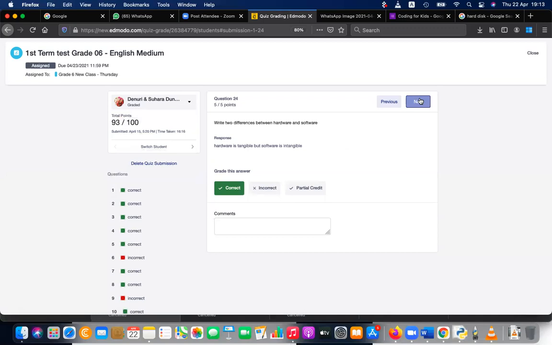Write 2 differences between hardware and software. Hardware is tangible, software is intangible. That is one difference, Suhara. This is partially correct. So what is the second one? You have to write 2 differences. Yes, you have to write two differences. Hardware is tangible, software is intangible. What else?